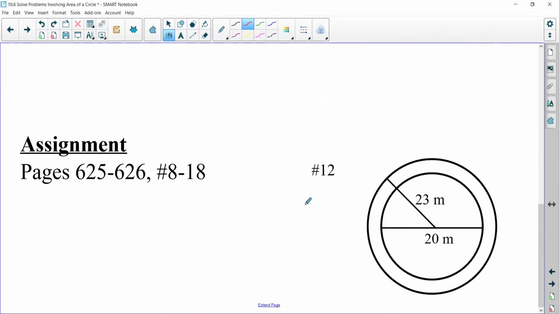This is what I'm going to have you do. I have number 12 listed here, kind of a visual to help you out with it. If you have questions about anything, stop in and let me know.